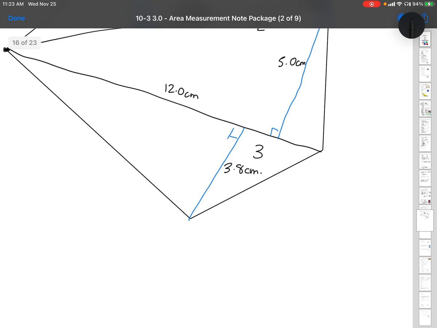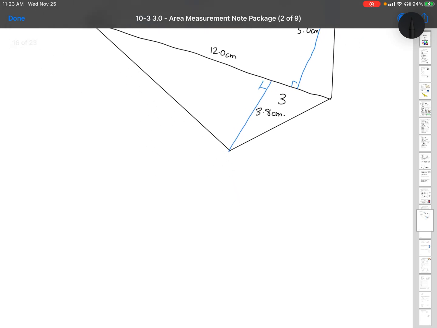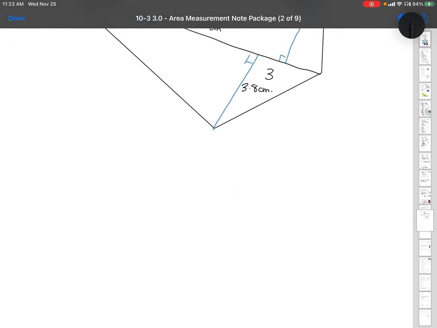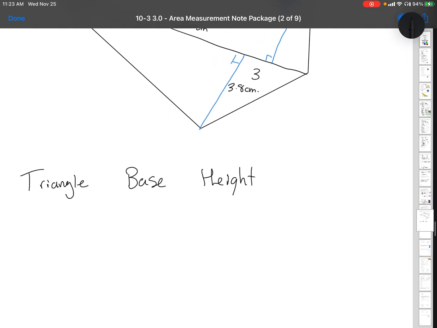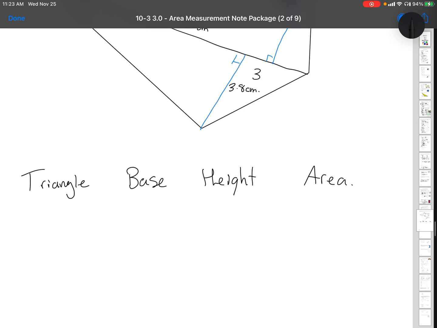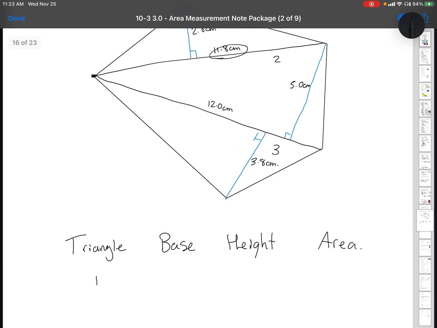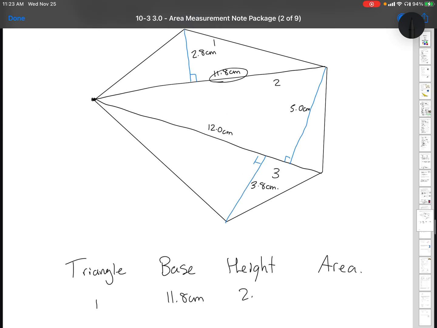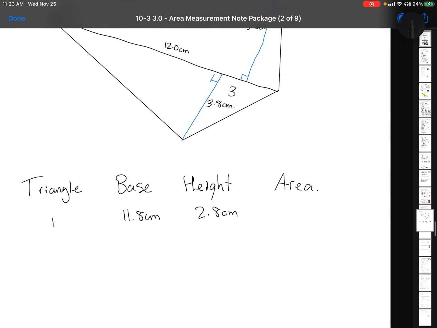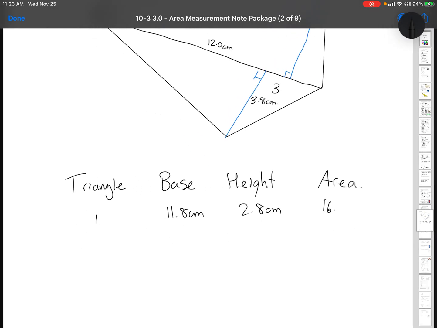So what we can do is build a table just like we did with the last one. Triangle, base, height, and area are the four categories. For triangle 1, it has a base of 11.8 centimeters and a height of 2.8 centimeters. So we can use those two to find the area of 16.52 square centimeters, like so.